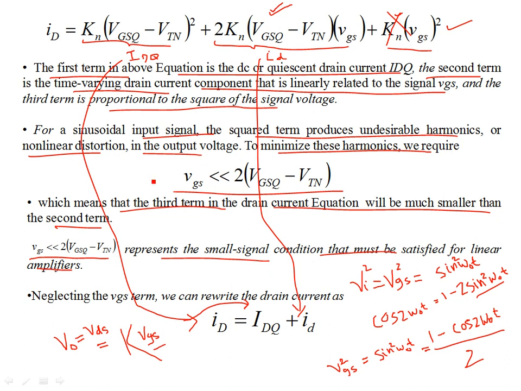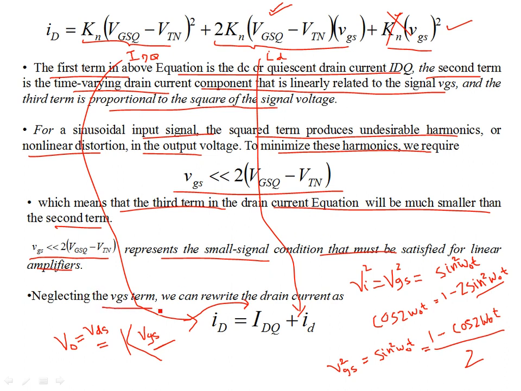In order to remove that, we have to make sure that VGS, your input voltage, has a magnitude much less than VGSQ, which is the DC gate-source voltage defining the Q point. So the difference of VGSQ minus threshold, whatever this quantity is, the magnitude of VGS has to be much less than this. So the third term has to be negligible compared to the second term in order to satisfy the small signal conditions, and also for the transistor to operate as a linear amplifier.